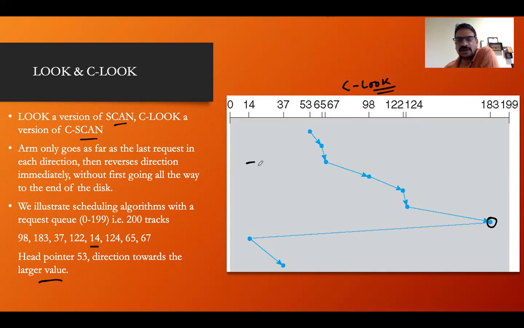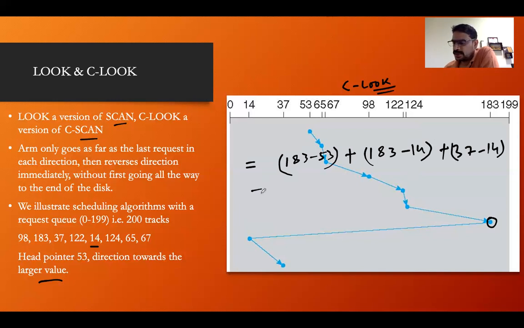Now how much track have we moved here with C-LOOK? This is one direction, 183 minus 53, plus from here to here, 183 minus 14, plus from here to here, that is 37 minus 14. So this particular value is 322. It is 322 for C-LOOK. Now if we do not consider this, it will be minus and it will be 153.